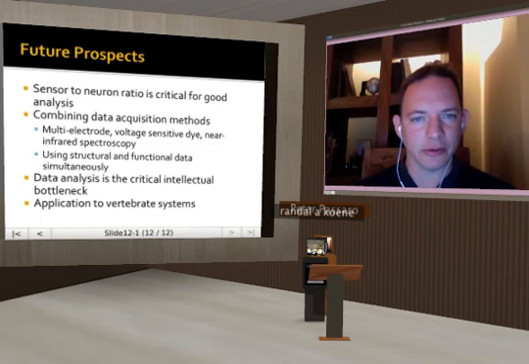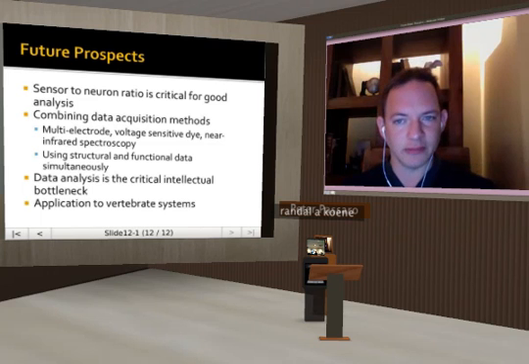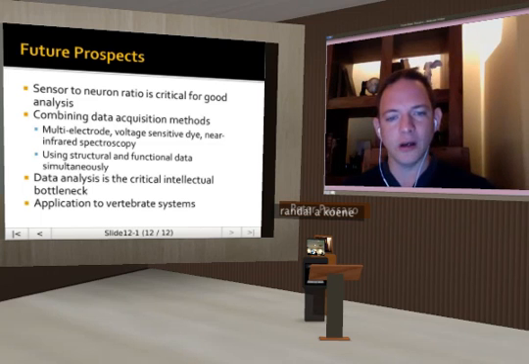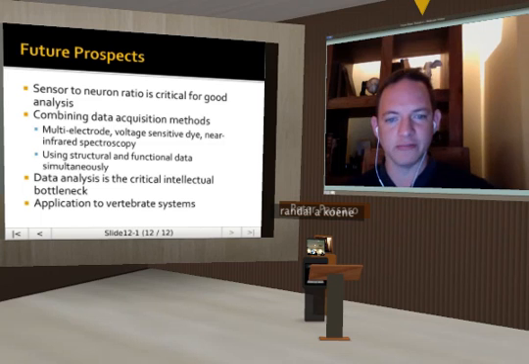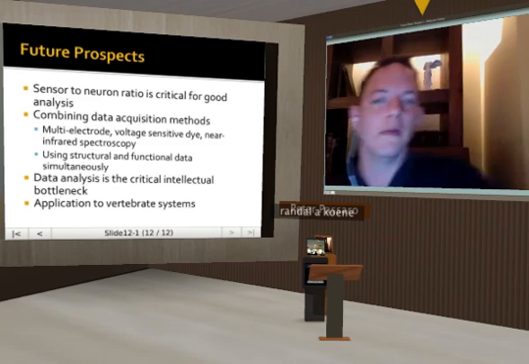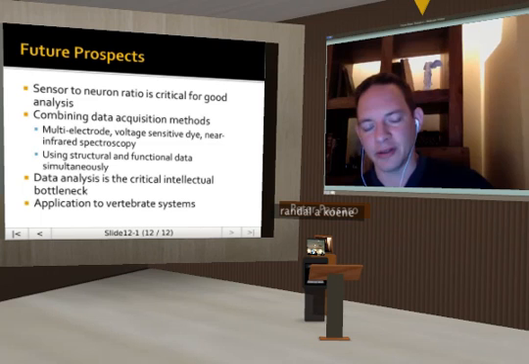Data analysis is absolutely the critical intellectual bottleneck. In these systems, we can generate tons of data now. We can do these ex vivo experiments for a very long period of time. We can record lots of data. We can run it through different perturbations to see the system in different states. But getting through the data to figure out what that actually means is definitely the hard problem we're facing right now. And I'm starting to do a lot of thinking about how we eventually apply this to vertebrate systems.